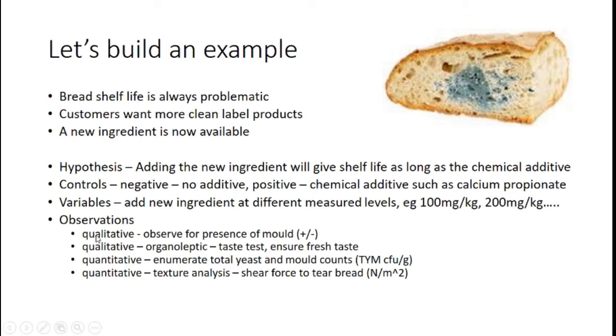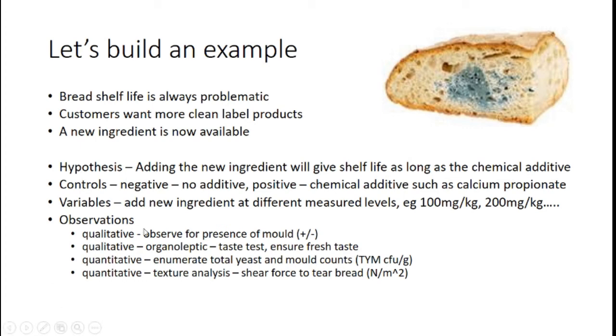Last but not least, what would be some appropriate observations? You could do qualitative. Observe for presence of mold using positive or negative checks over time. So you could be checking this every day for 14 days or whatever is relevant to the product. Organoleptic, doing some taste testing to ensure fresh taste. And again, there are sensory analysis classes where you could identify appropriate measures for that.